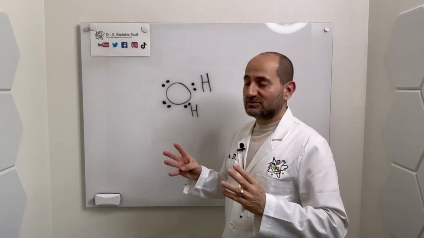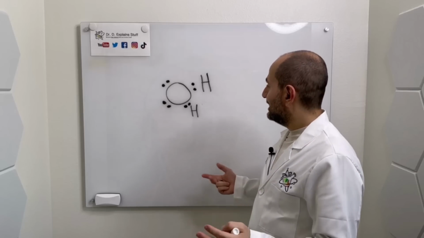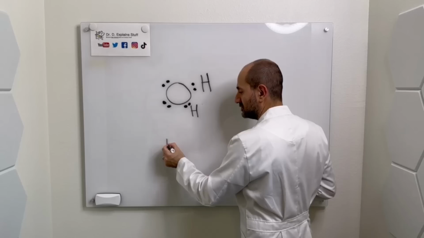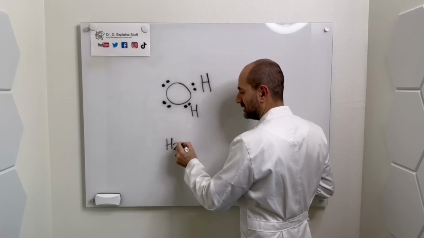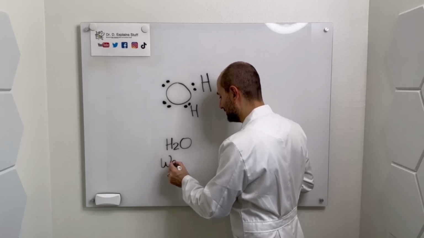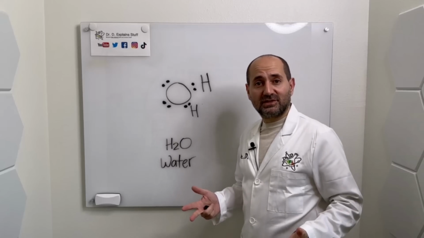Isn't that awesome? So this is the most stable that an oxygen and 2 hydrogens can become. It forms a molecule called what? What do you think this is called? There's 2 H's and an O. H2O. This is water, right? Water. Wonderful. And that is why water forms.